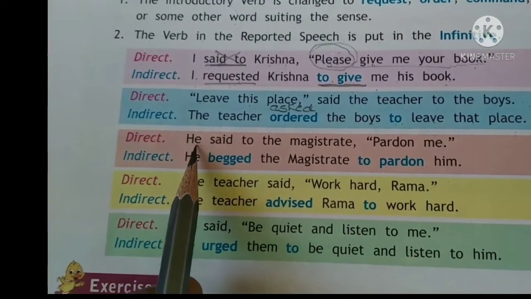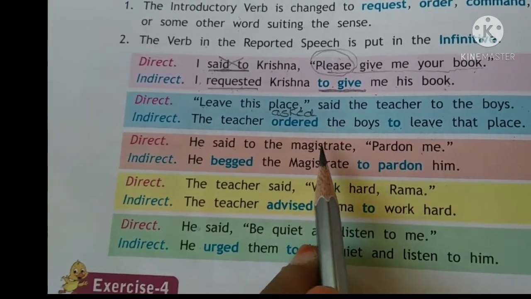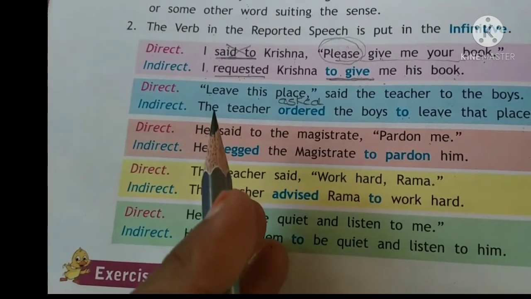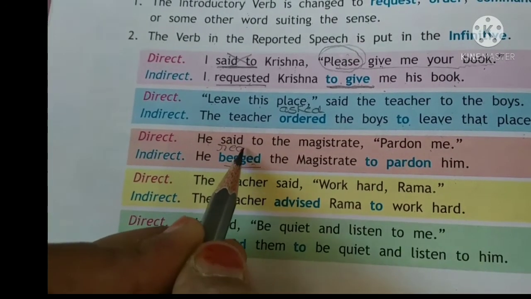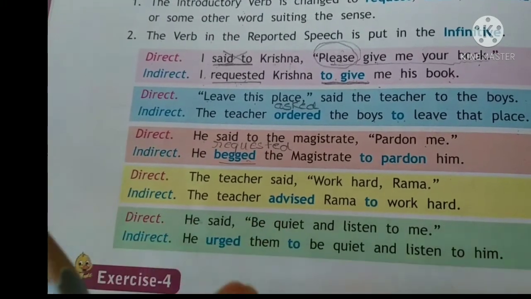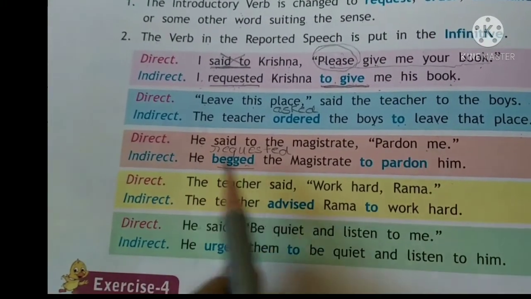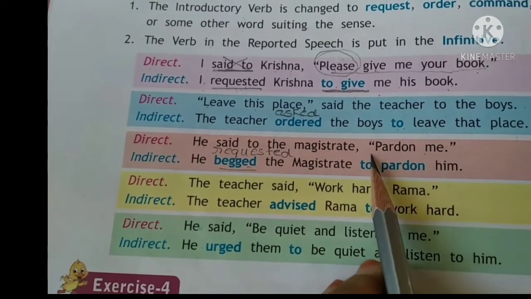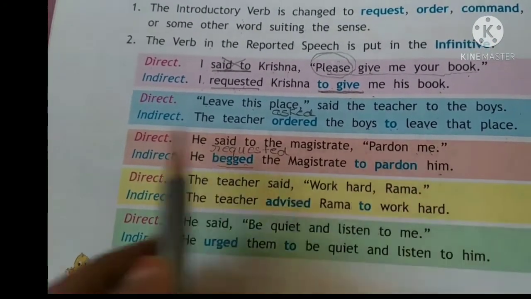The next one: he said to the magistrate, "Pardon me." Now a magistrate is a judge, so we need to request or we need to beg. So you can write "begged", or you can write "requested" here also. It is not wrong. According to the sense of the speech in the direct, we can choose the word. So, he requested the magistrate. Here it starts, "pardon me", so we add "to pardon him". Who is this "him"? It is "he".